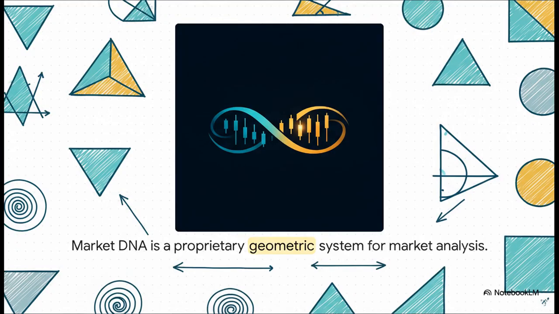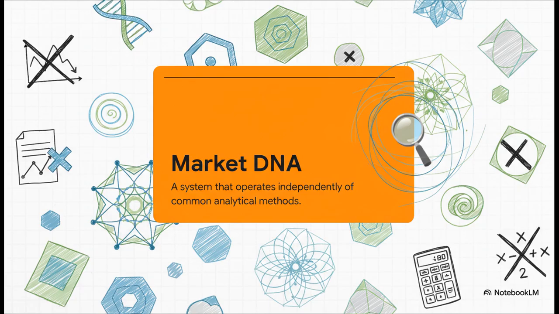So what is market DNA? Well, it's described as a proprietary geometric system. The whole idea is to map out market cycles, but it does so using its own set of predefined geometric shapes. Now, here's what really sets this system apart. The market DNA model is designed to operate on its own logic, completely independent from other methods.